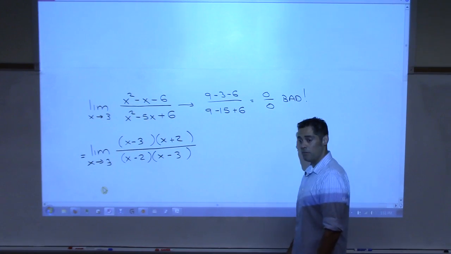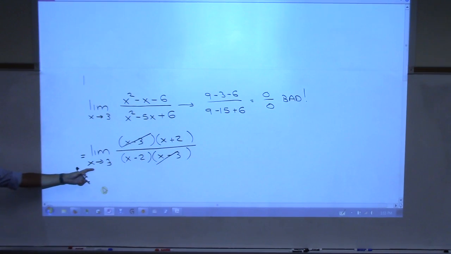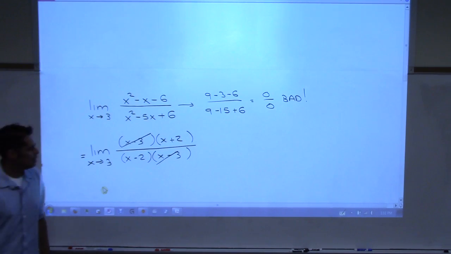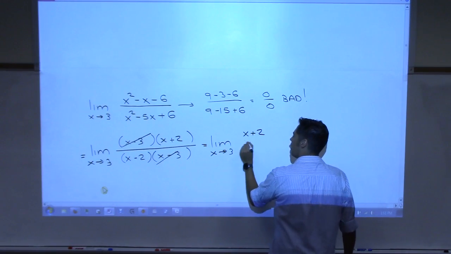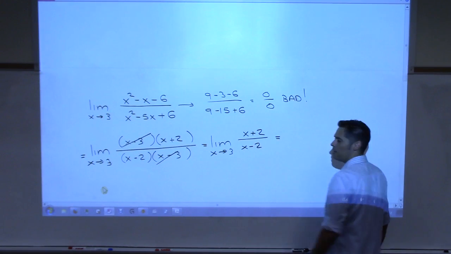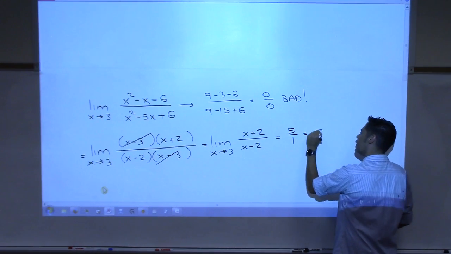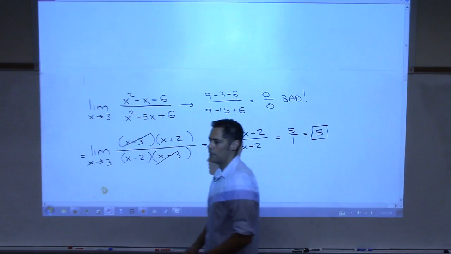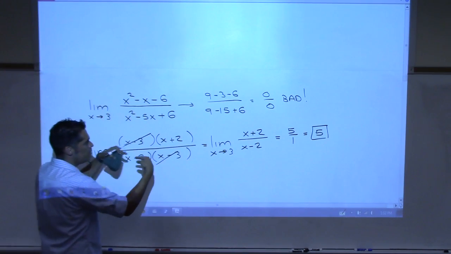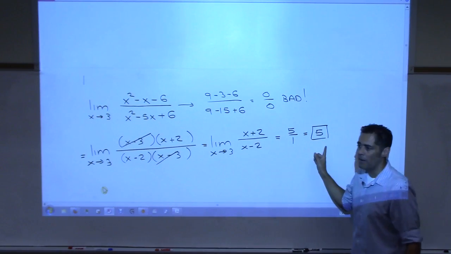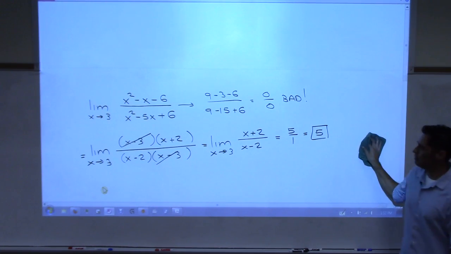And now, amazingly, we can cancel, as long as we promise that x won't be 3, which it won't because I'm in a limit. And I carry the limit to the next part, and I write the limit of (x+2)/(x-2). And I should just be able to direct substitute into this. 5/1, 5. If I graph this function, there is a hole at 3. It's undefined. However, as I approach it from both sides, the function's value is approaching 5. Good? Okay.